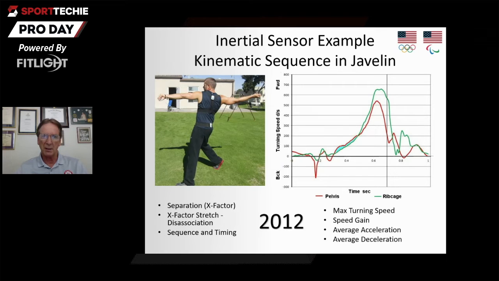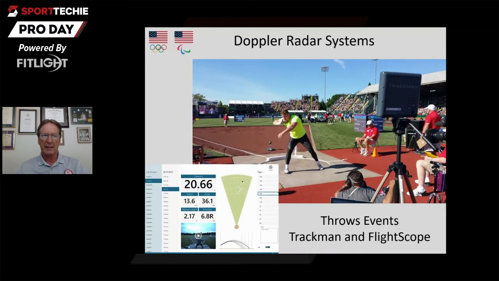One other technology that was extremely helpful is motion capture of the implement. We used a Doppler radar system for throws events, and there are two companies, TrackMan and FlightScope. You've probably heard of both of those in the baseball and golf industry. Well, we had them adapted to our throwers, specifically for shot put. You can see Ryan Crouser here, current Olympic champion and Olympic record holder, throwing the shot put. I think this was at the trials a few years back.